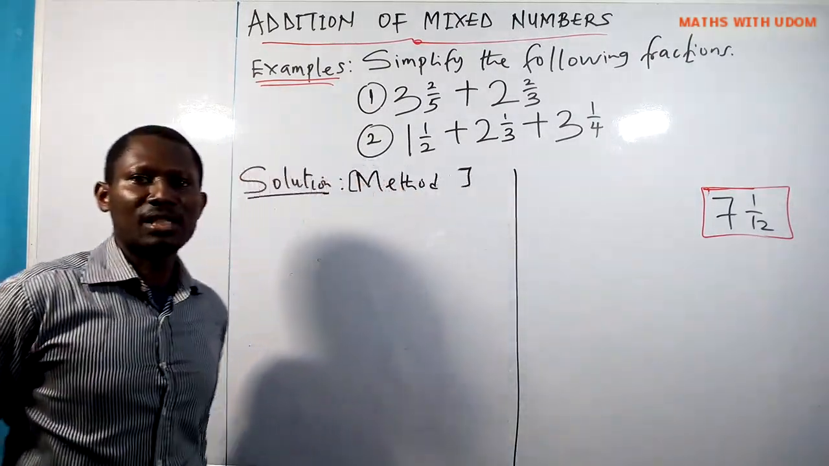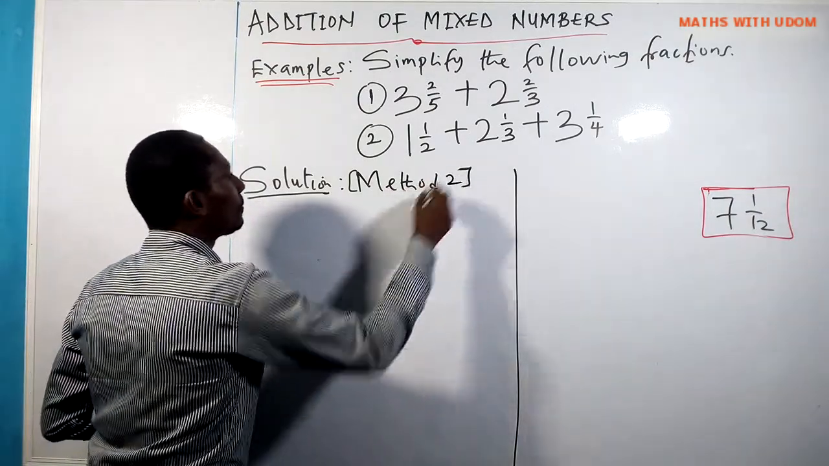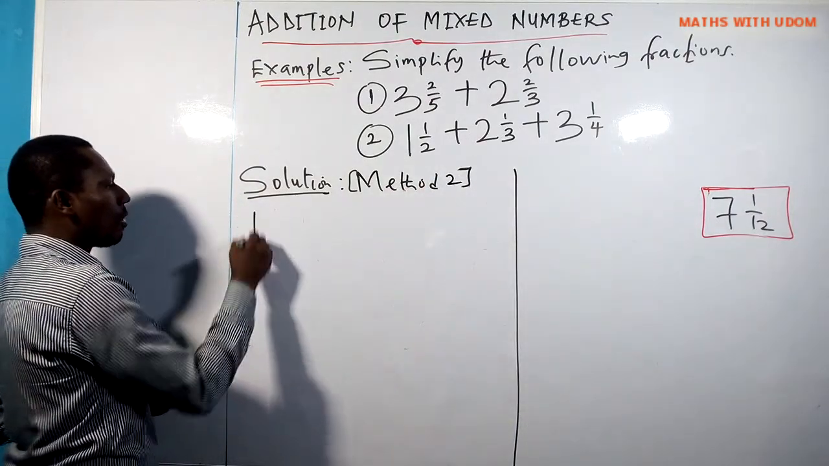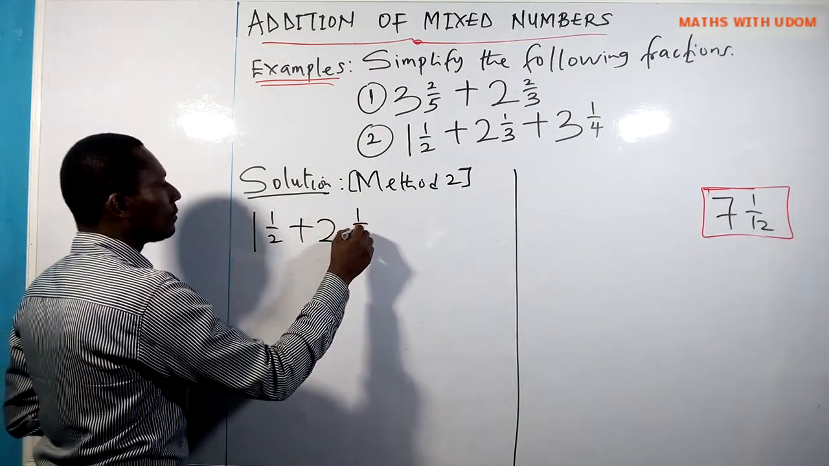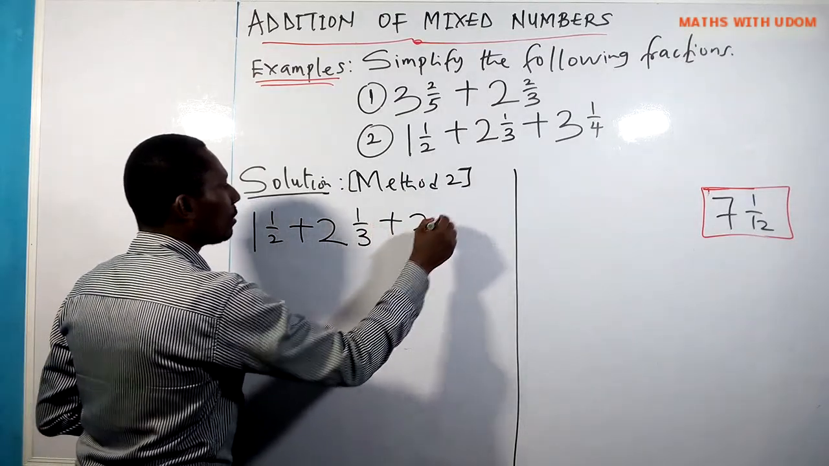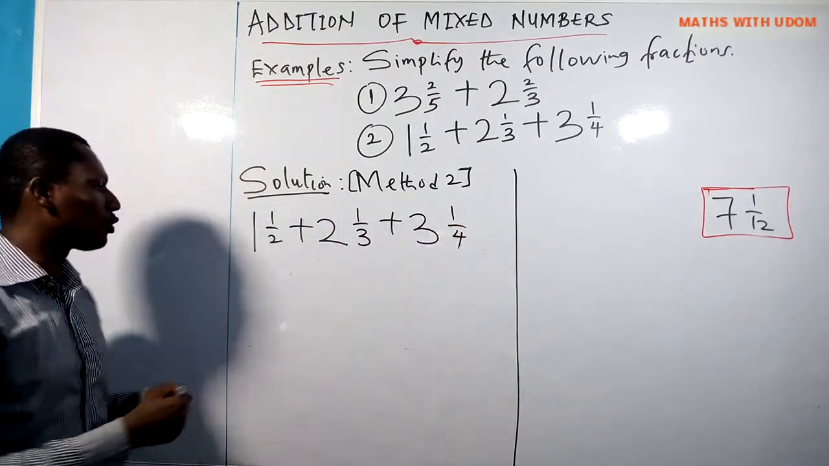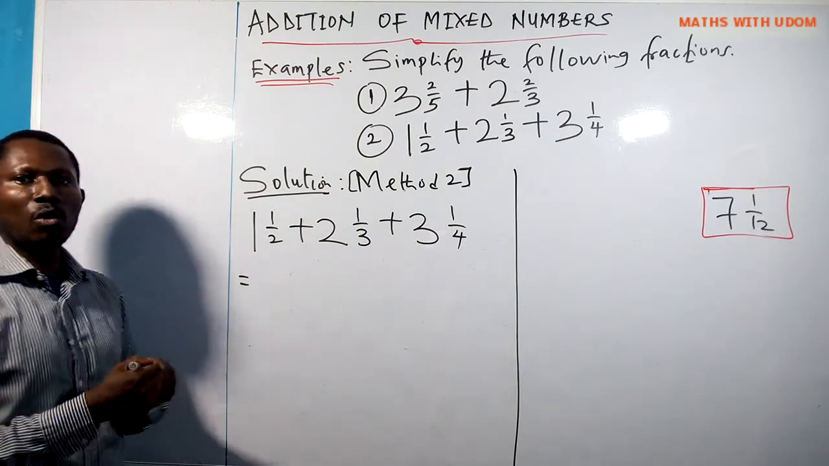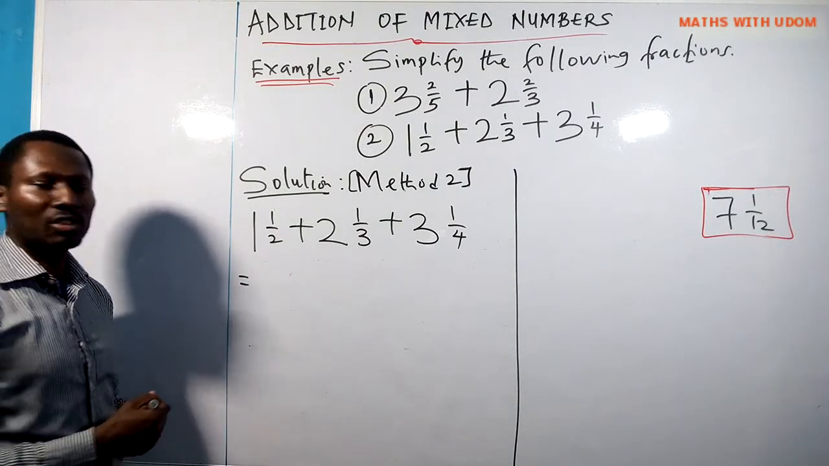Okay, so let's start the second method. So what do we have? Method 2: 1 whole number 1 over 2, plus 2 whole number 1 over 3, plus 3 whole number 1 over 4. What do we need to do? We are going to separate the whole parts from the fractional parts. We will separate the whole numbers from the fractional numbers.